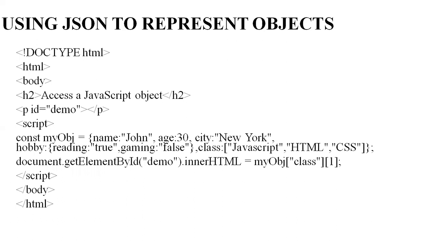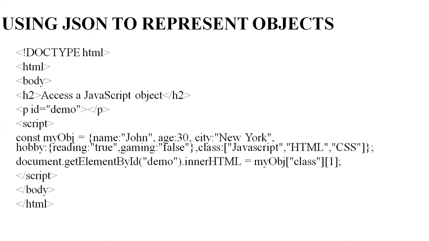In the script tag, const is a keyword. myObj is a JSON object, and name is John, age is 30, city is New York. Hobby: reading is true, gaming false. The class is JavaScript, HTML, CSS. In document.getElementById, the only difference here is that we are using the paragraph tag. Within that, demo is the ID. Based on the demo, the printing statement should work.